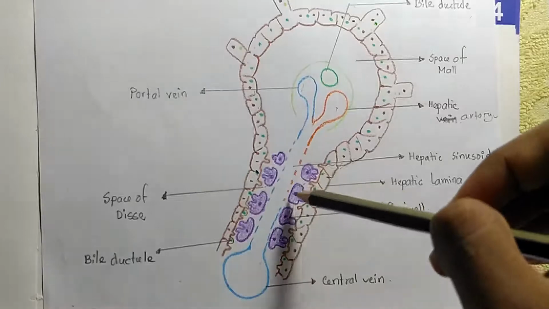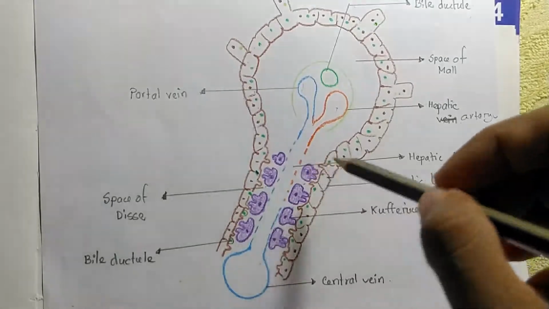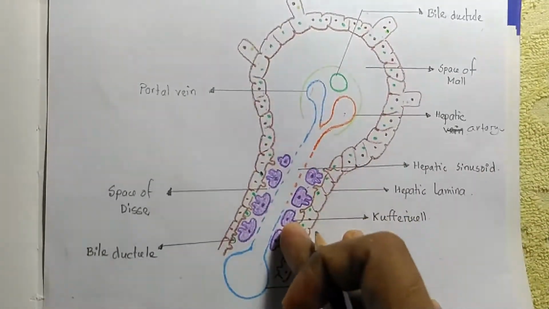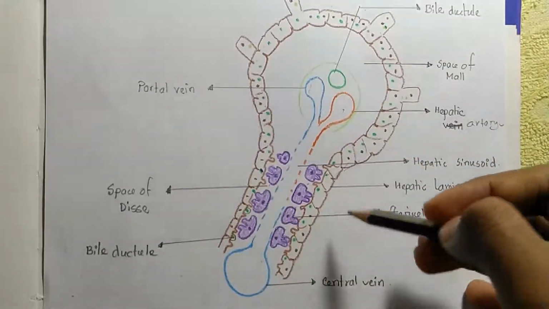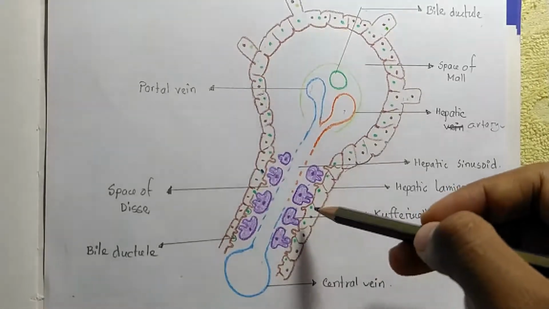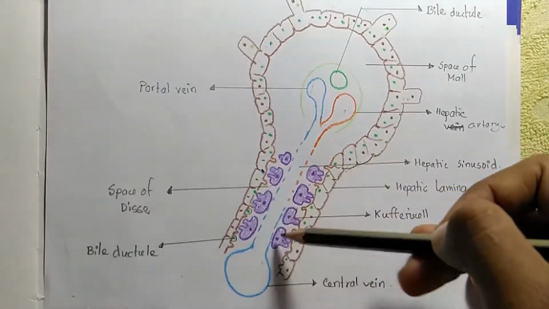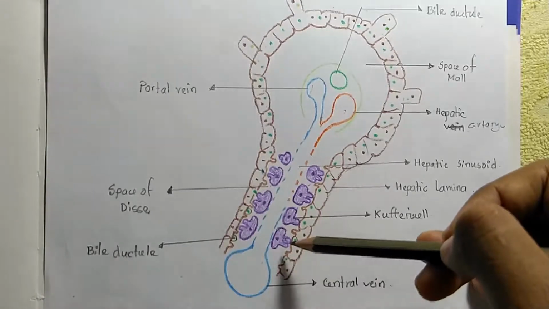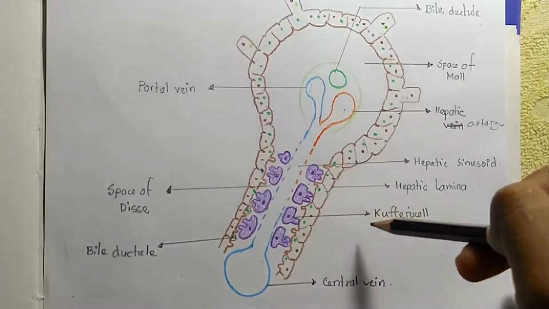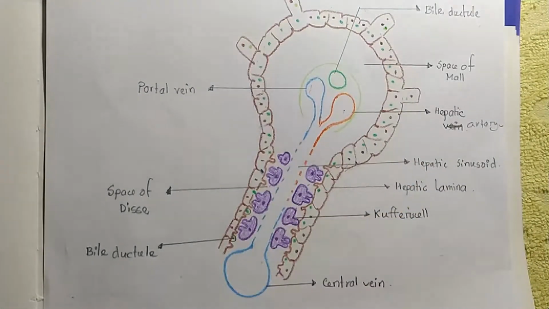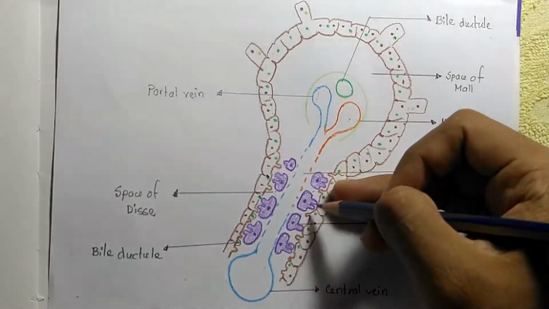This is called the Kupffer cell. Kupffer cell is a mononuclear phagocytic cell, which will give protection to the liver, like the other organs, like skin, kidney, brain. Kupffer cell is a very important phagocytic cell. They are nothing but macrophages.